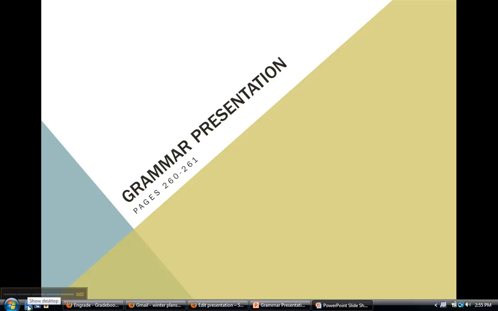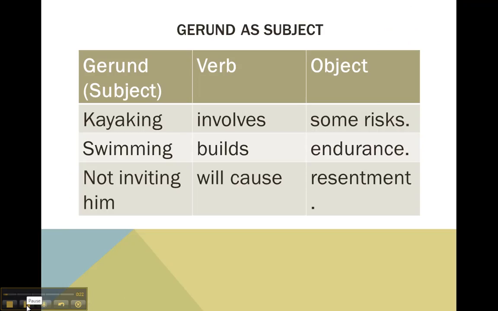Okay, I'm going to talk through the grammar presentation that's on pages 260 and 261 in your book, and this is about gerunds and the different ways that gerunds work in English sentences. First of all, we can use the gerund as a subject of a sentence, and here are some examples.